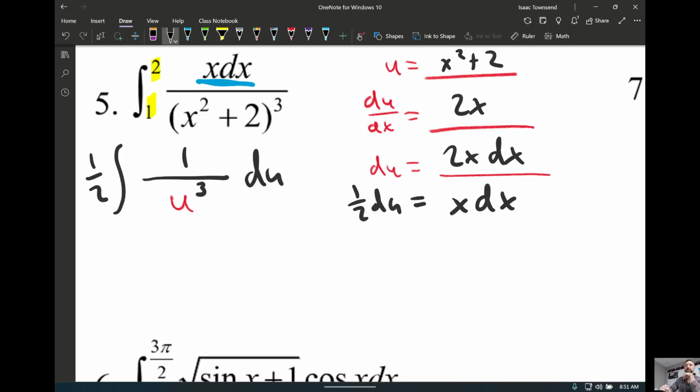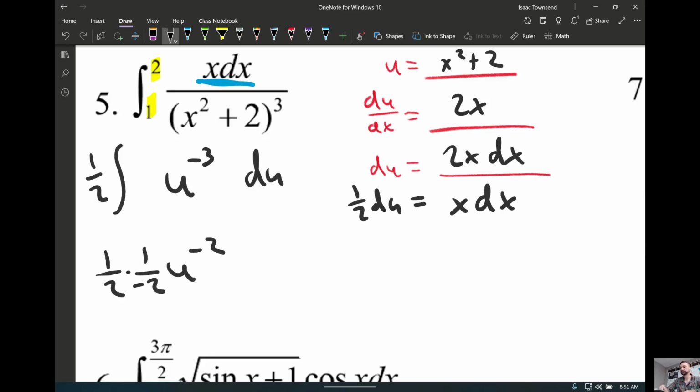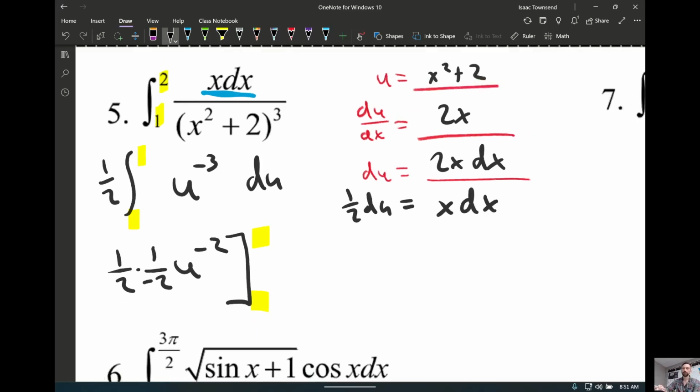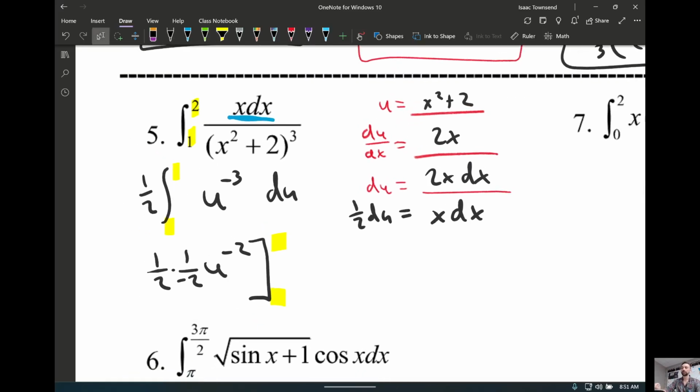Okay, I'm going to do one more step, and then I'm going to tell you what's different, because I haven't said anything different yet. So this is like u to the -3, if I rewrite it. So raise the power by 1, divide by the new power, and then we're going to integrate from something to something. Okay, this is what's going to be different. The question says from 1 to 2. Why, or do you have an idea, before I tell you, why I should not be integrating from 1 to 2? Because it's not an x yet.